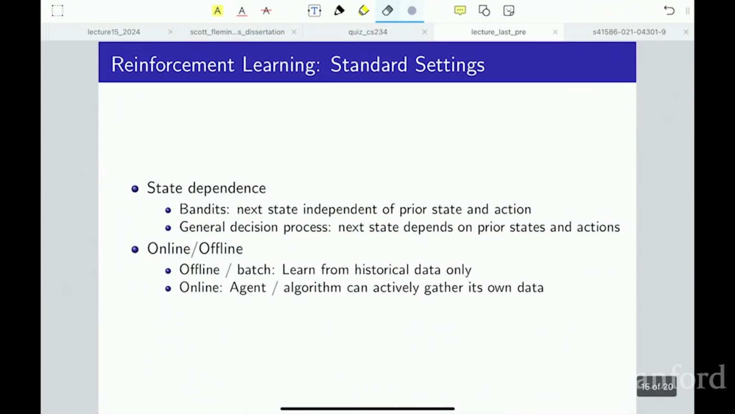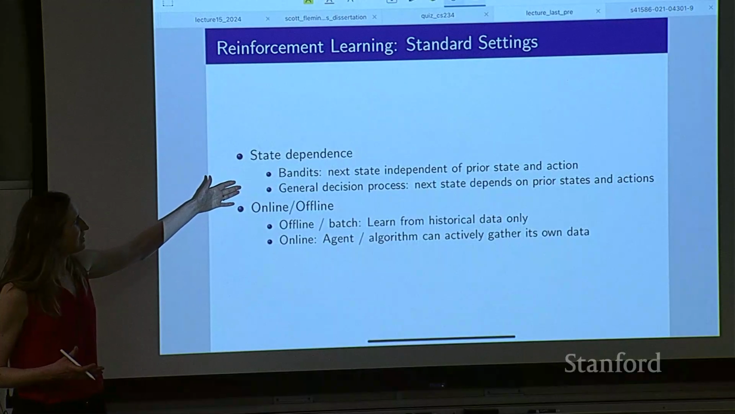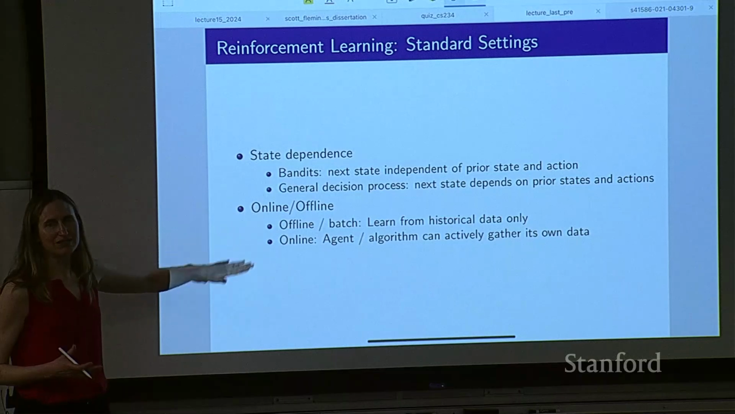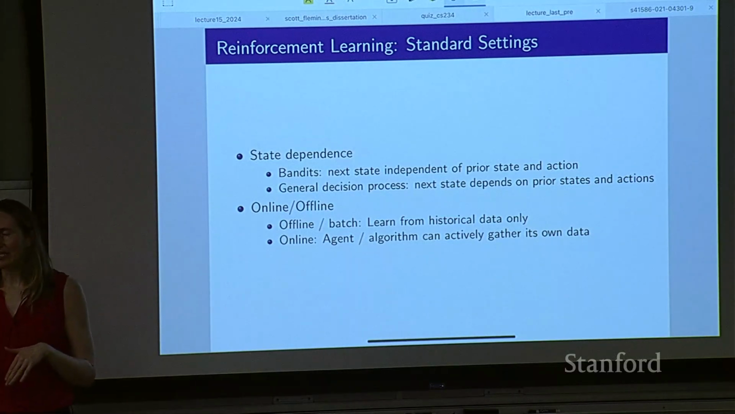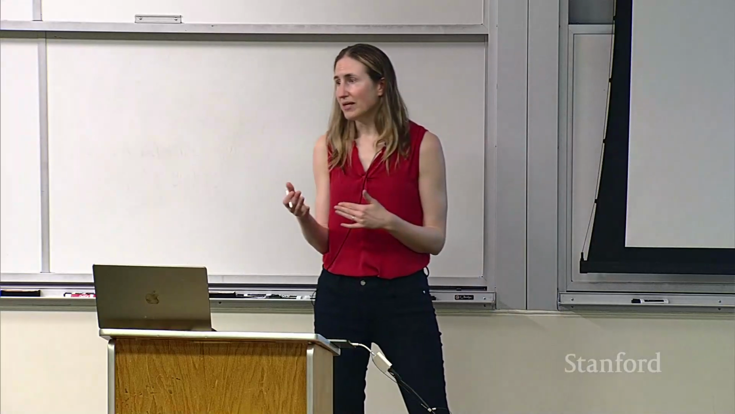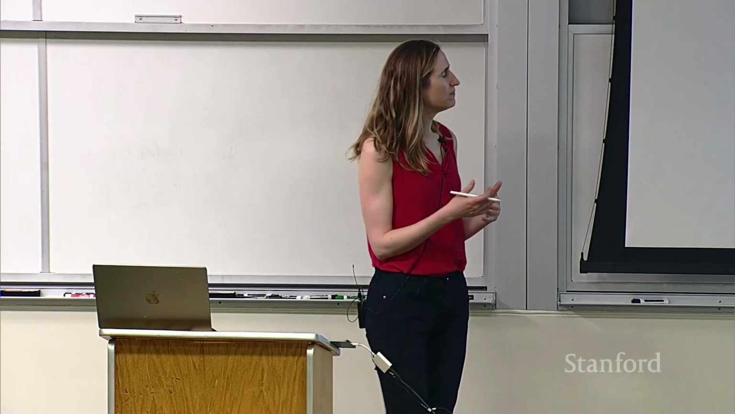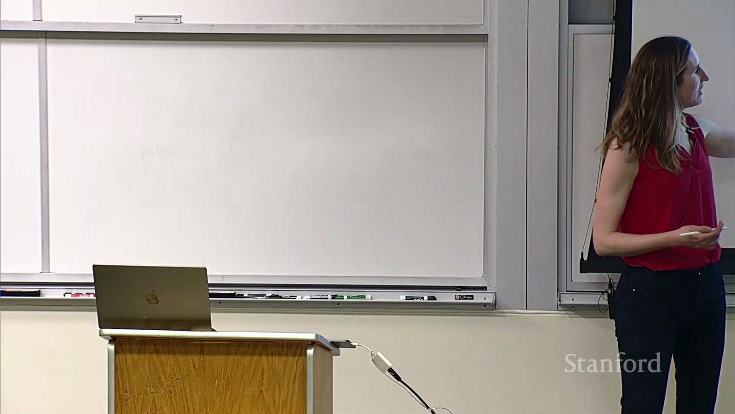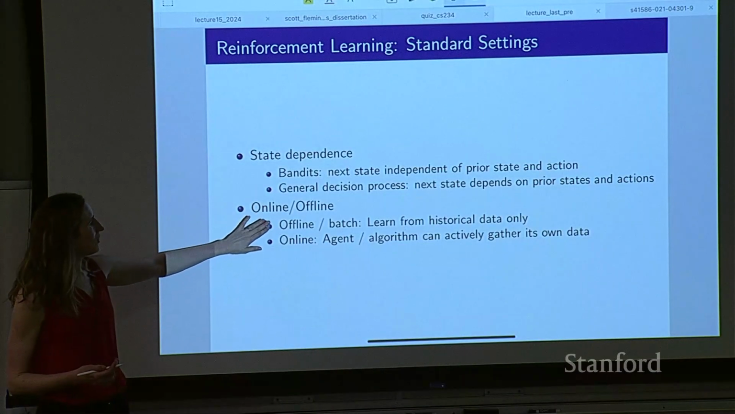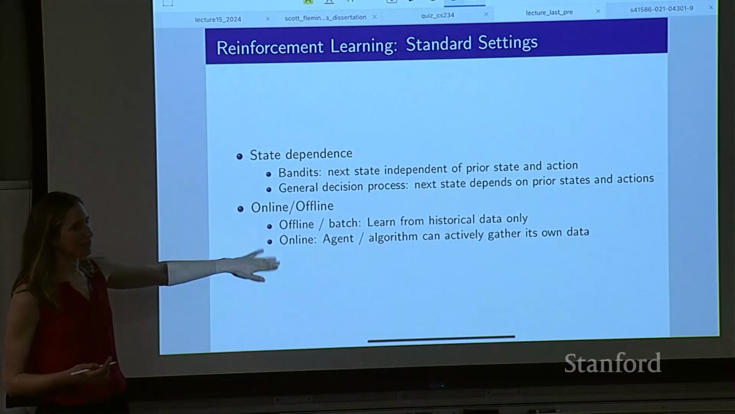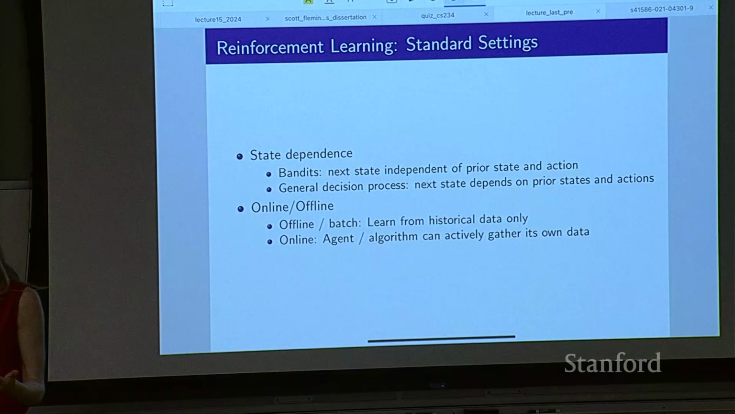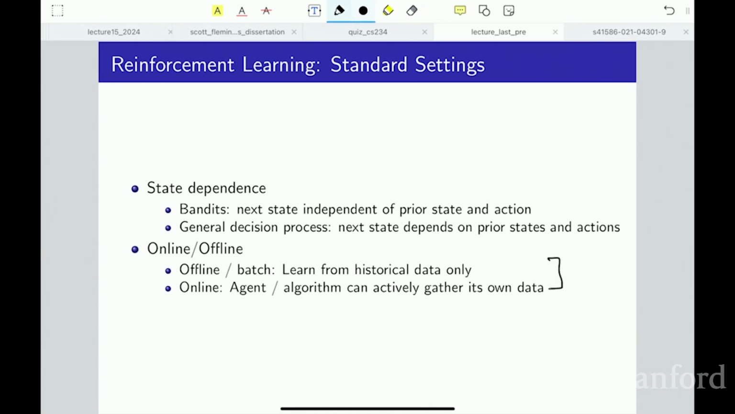In terms of the standard settings we've seen, we've talked about bandits, where the next state is independent of the prior state and action, as well as general decision processes, where the next state might depend on all the previous actions and states, or it might be Markov and only depend on the immediate state and the immediate previous action. We've also talked a lot about the online and offline settings, where either you have historical data only and you're trying to learn better policies from that, or where you can actively gather your own data. And I will highlight that many real-world settings are often between these two.